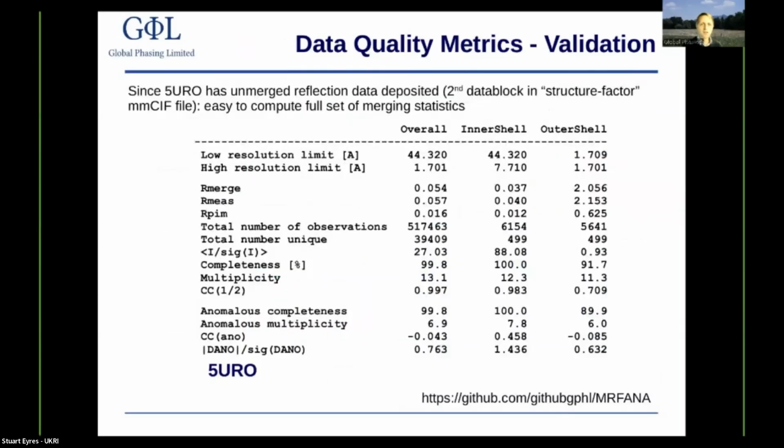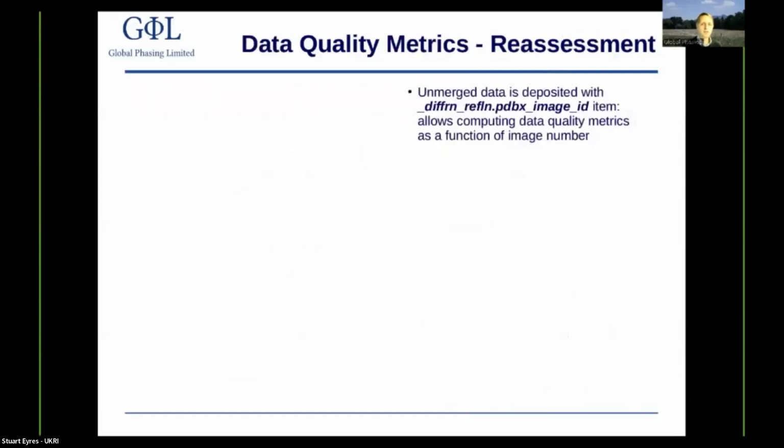Luckily, 5URO also has unmerged data deposited, although without any additional information like image number or detector position, but it is enough to compute a full set of data quality metrics that show us that this is a rather nice, high-quality data set.